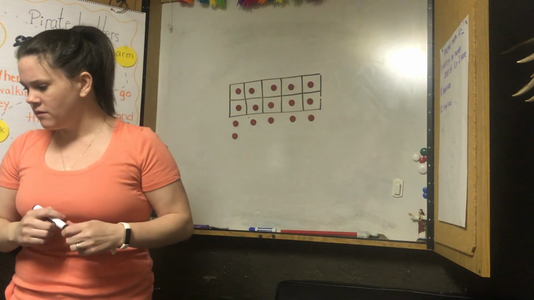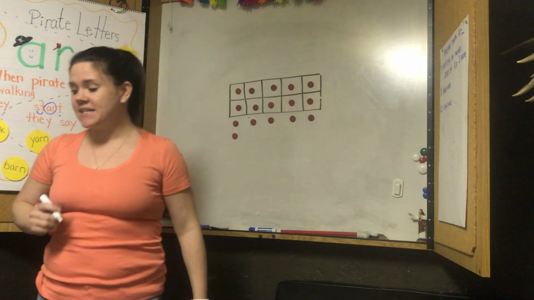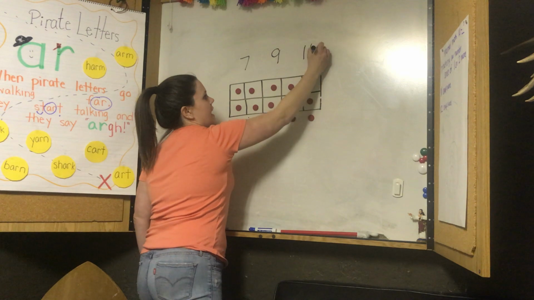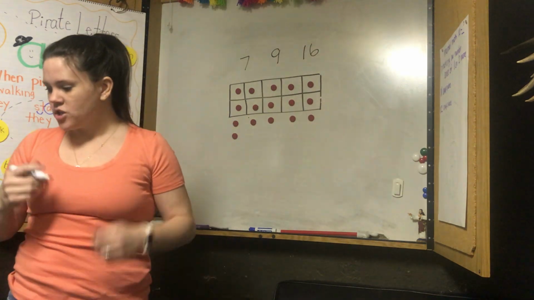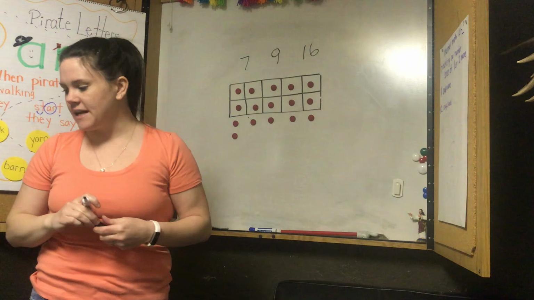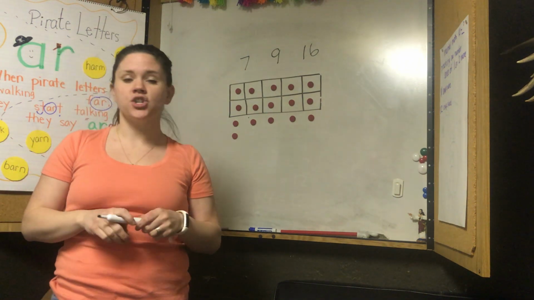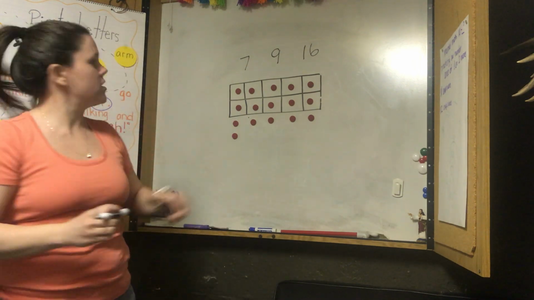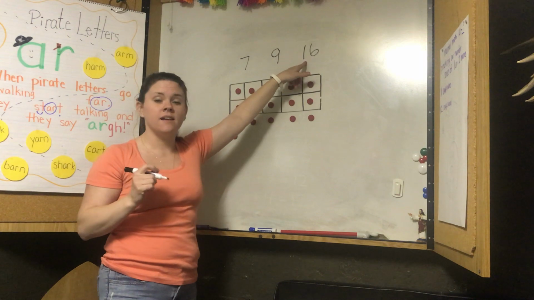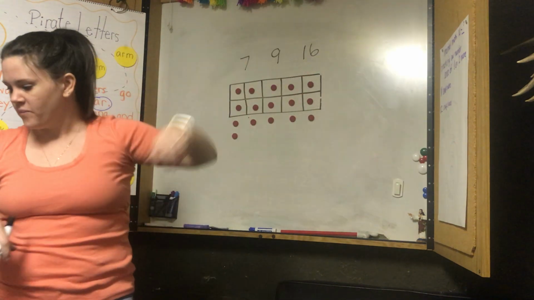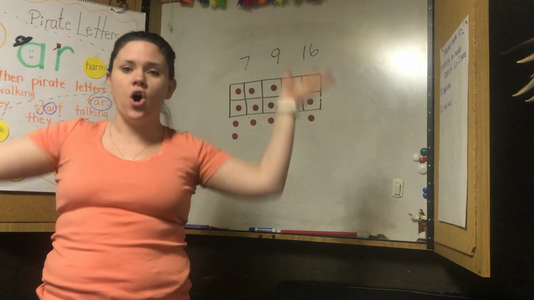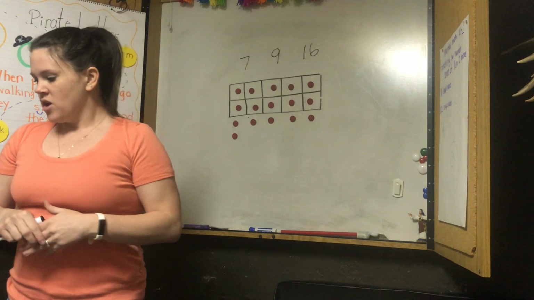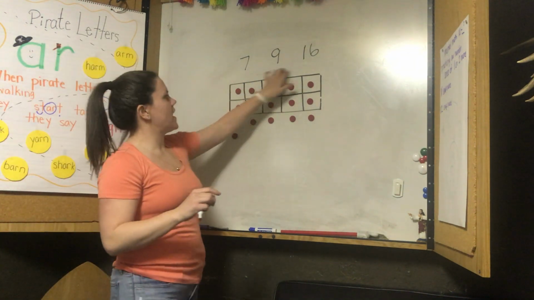Miss Rowland asks her class to use the numbers 7, 9, and 16 to make 4 number sentences. The number sentences can show addition or subtraction. The numbers 7, 9, and 16 make a fact family. A fact family shows all of the related facts. So like what we just did, right? So let's come up with our fact family.